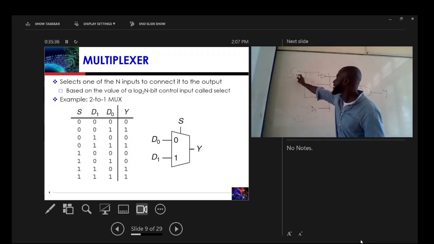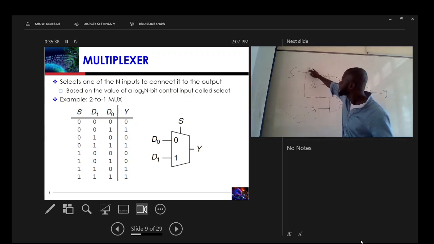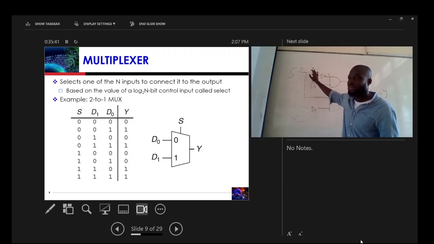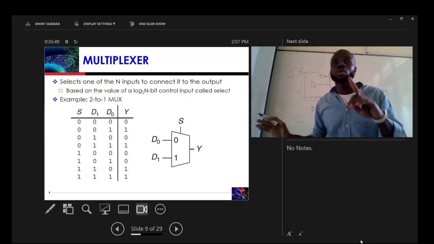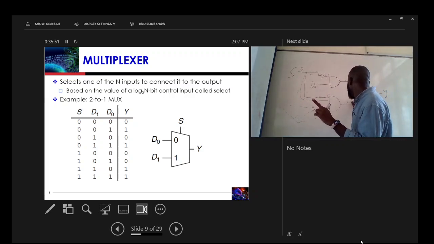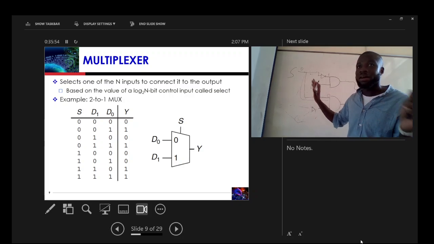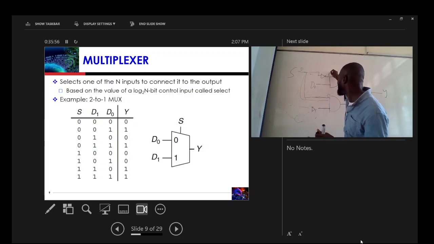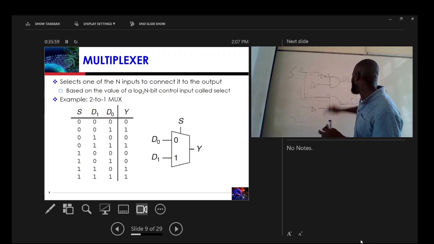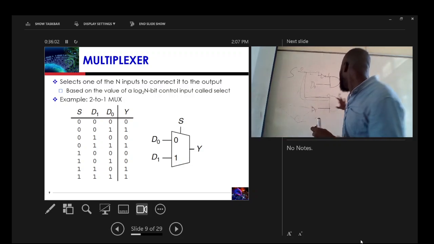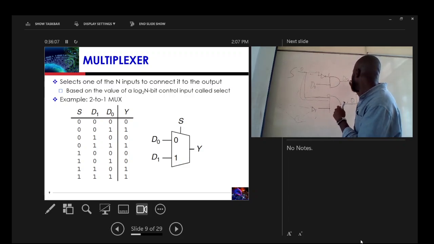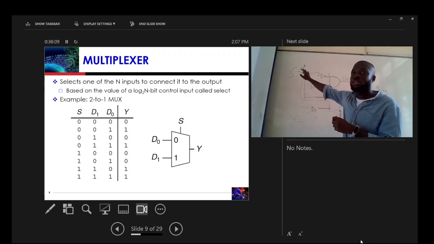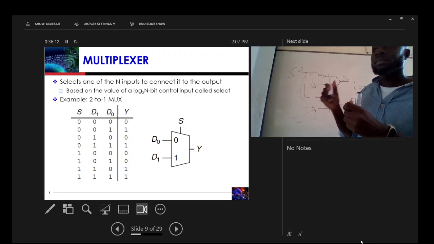Essentially, if the input S here is 0, this place is 0. For an AND gate, once one of the inputs is 0, the output is 0. Understood? So now if here is 0, this place becomes 1, and D0 is routed through. For an OR gate, if one of the inputs is 0, the output depends on the other input. So D0 will be routed here if S is 0. Have you seen how it has worked?